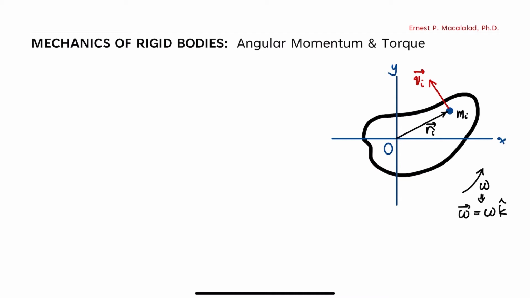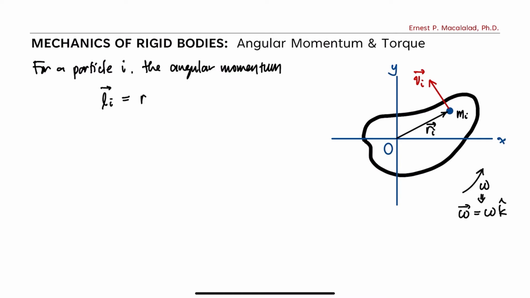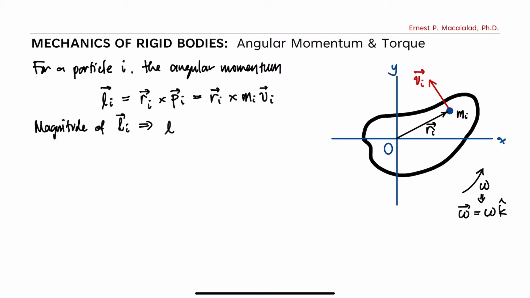So for a particle i, the angular momentum is given by the vector Li, which is equal to the cross product of its position vector and its translational, or linear, momentum Pi. This is defined as the product of the mass of that particle, mi, and the velocity vi. By the definition of the cross product, remember that the position vector is always perpendicular to the velocity vector, so the angle between them is always 90 degrees. Therefore the magnitude of the angular momentum Li is equal to mi vi times Ri.